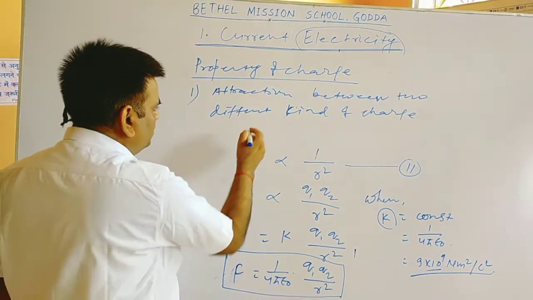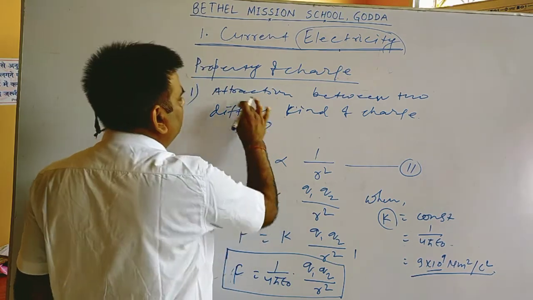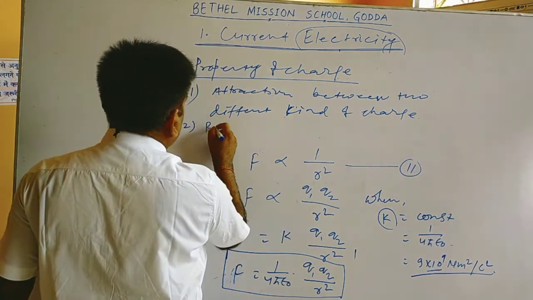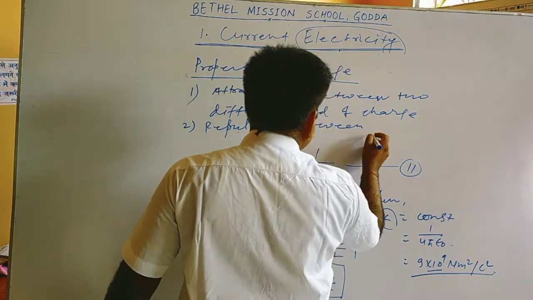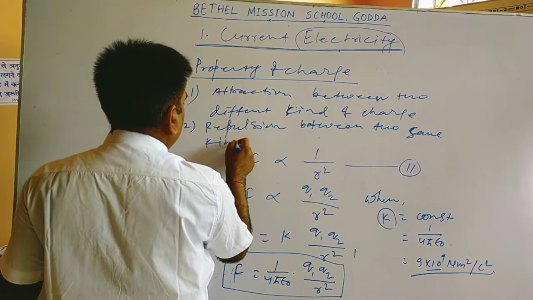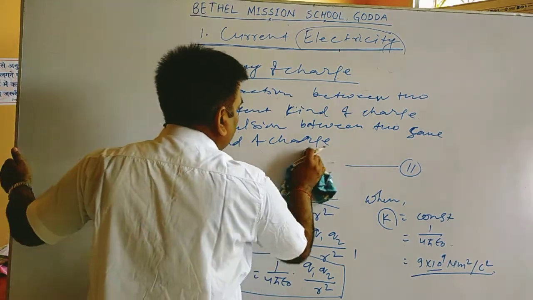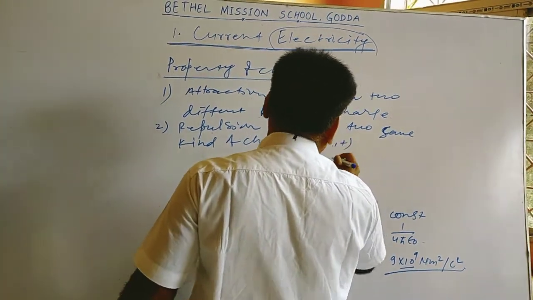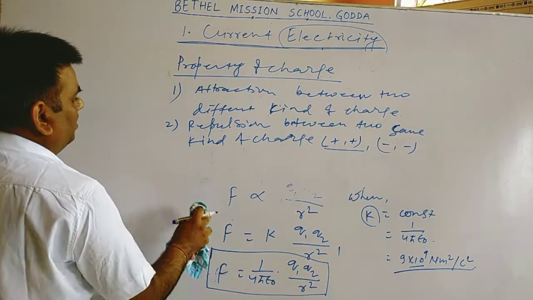Different kind means if one charge is positive and the other charge is negative, then there will be an attraction between these two charges. Second is repulsion between two same kinds of charge. Same kind of charge means we take two charges of the same kind, either positive or negative. So these are the two properties of charge.